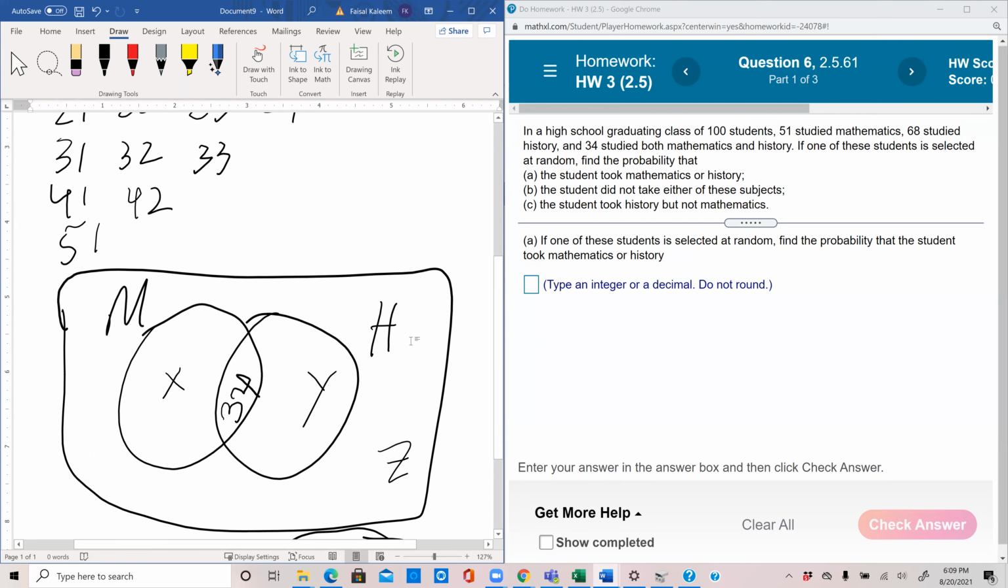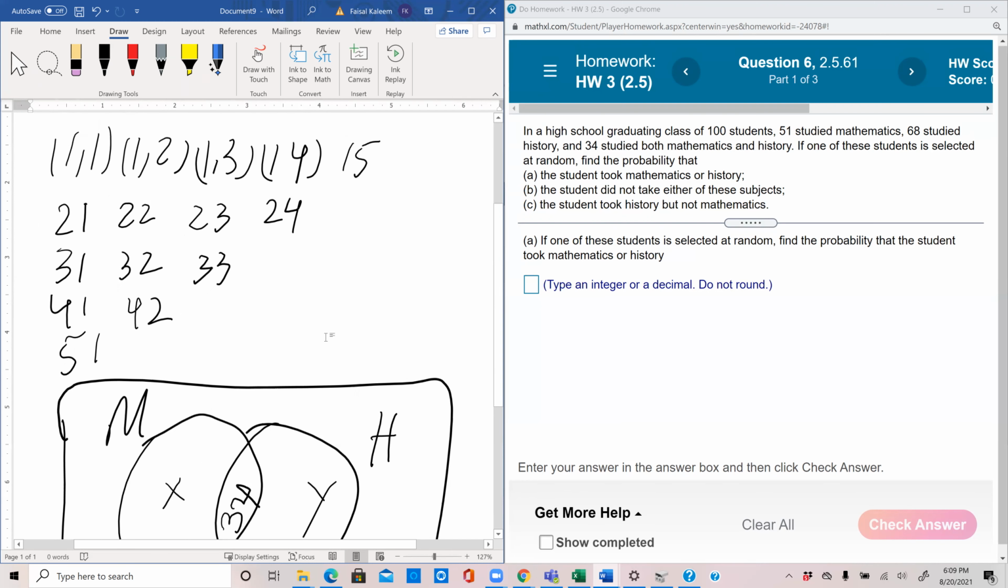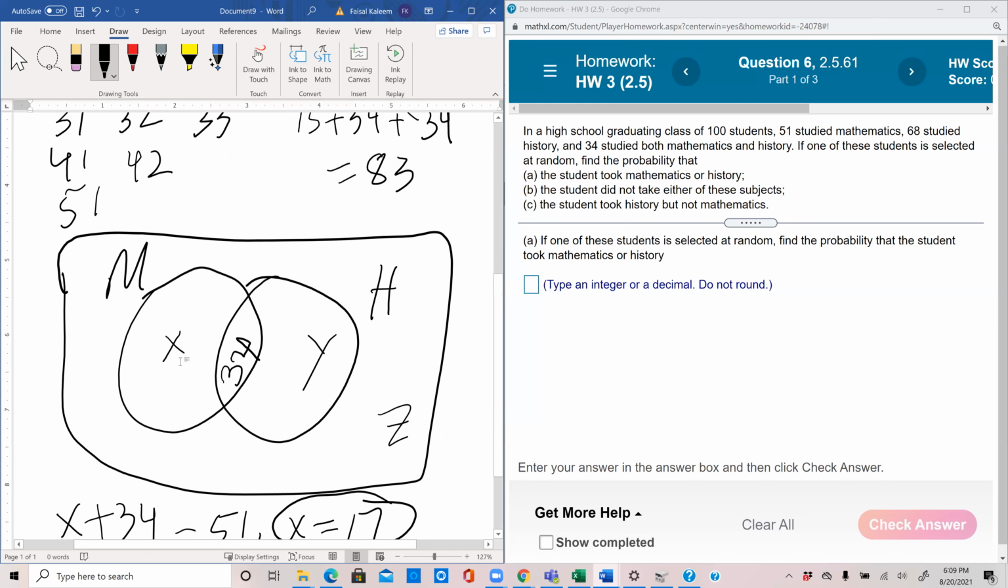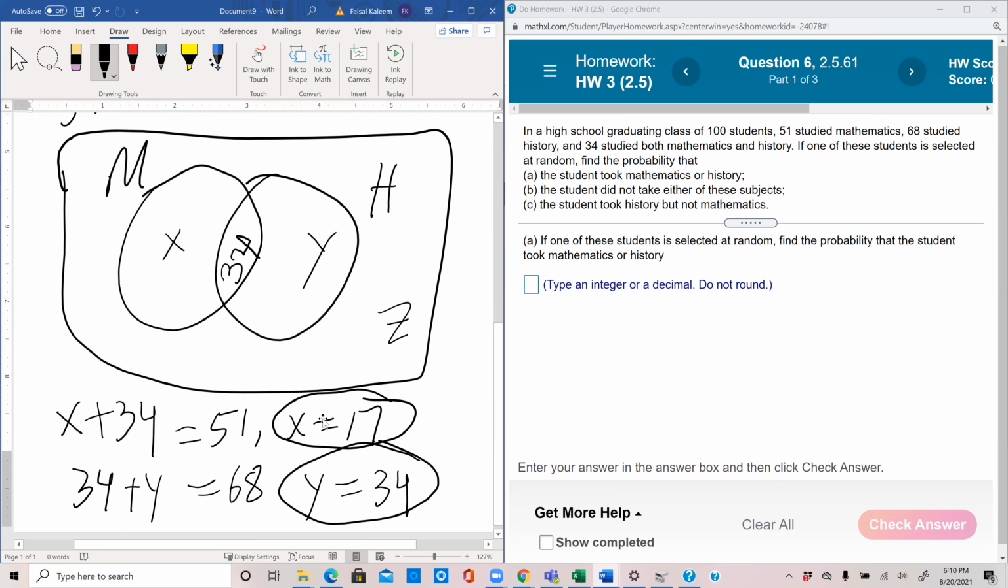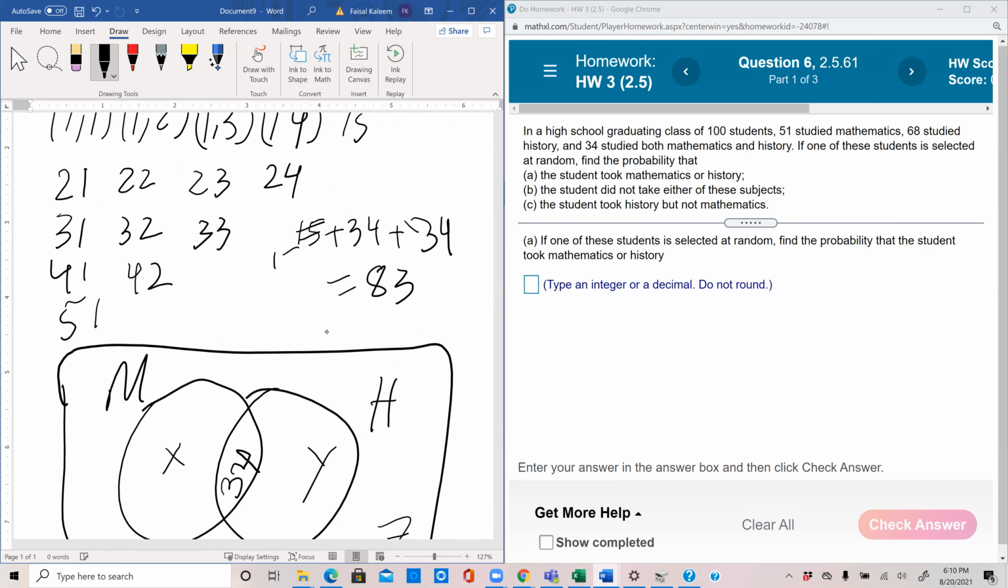So X is 17, Y is 34. X plus 34 plus Y. X is 17, 34, and Y. So it's not 15, it's 17. 17 plus 34 plus Y, which is also 34. So that's actually 85.